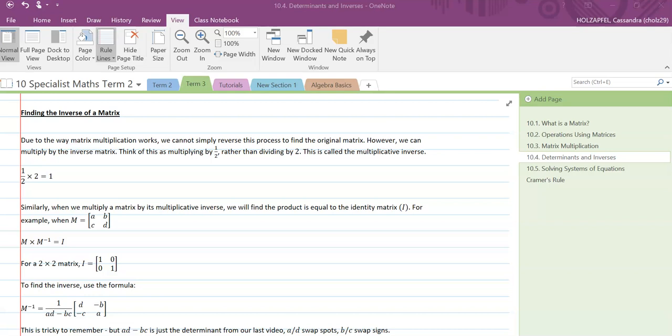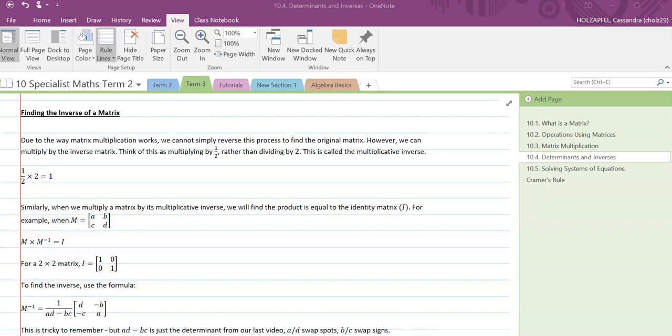Today we're going to be looking at finding the inverse of a 2 by 2 matrix. So we talked about this a little bit in the last video, but due to the way that matrix multiplication works, we can't just simply reverse that process to find the original matrix. What we can do, however, is multiply by the inverse matrix. So we can think of this as multiplying by a half rather than dividing by 2.